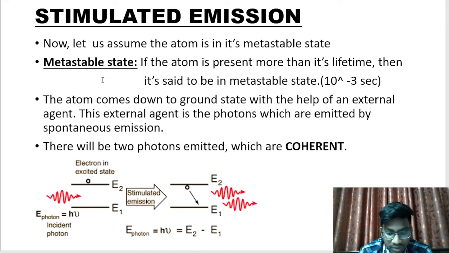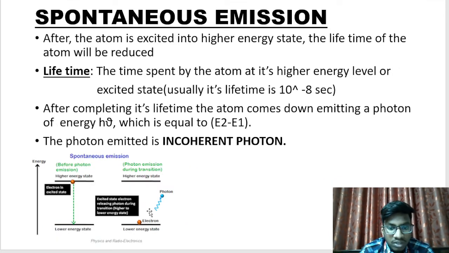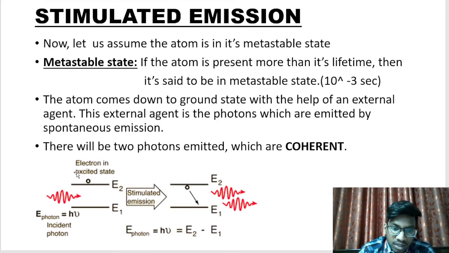These atoms present at the metastable state come down to the ground state with the help of an external agent. The external agent is nothing but the photon which is emitted in the spontaneous emission. This photon influences the other atoms which are in the metastable state, in the excited state. So due to the influence of h mu, the other atom present in the metastable state at the higher orbit comes down to the ground state.